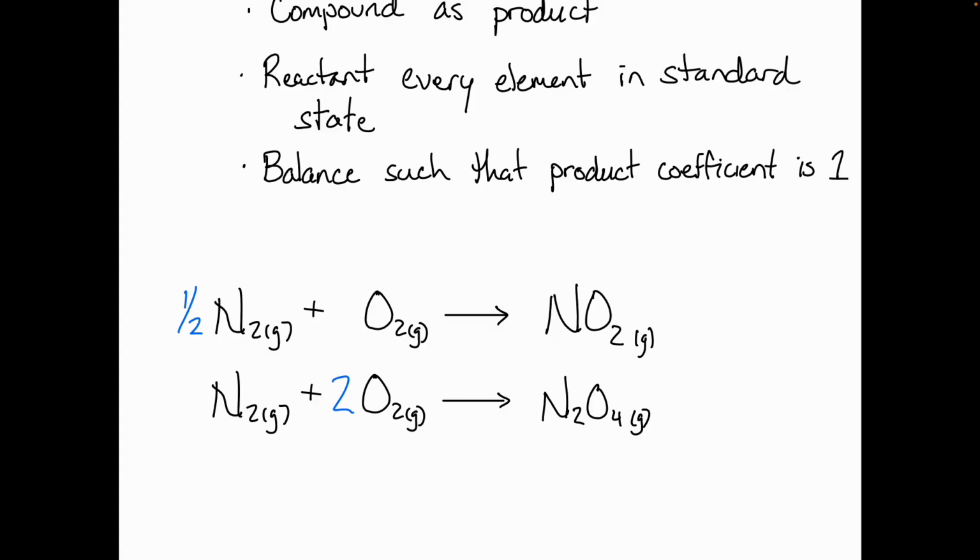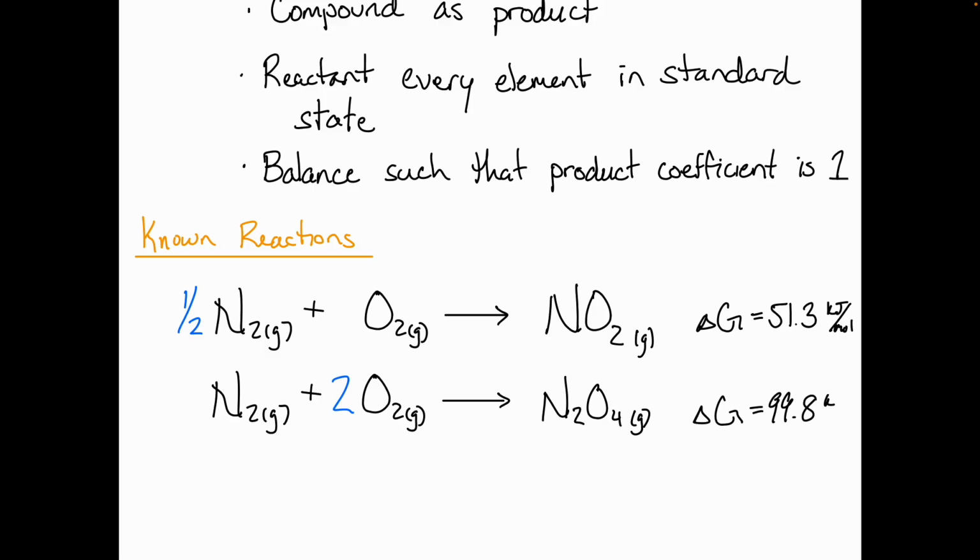Okay, so these here are my known reactions. All right, I've already studied these in the lab. I've already went ahead and measured their free energy change, and so I know that the delta G for this reaction is 51.3 kilojoules per mole, and the delta G for this reaction is 99.8 kilojoules per mole. So these are my two known reactions here.